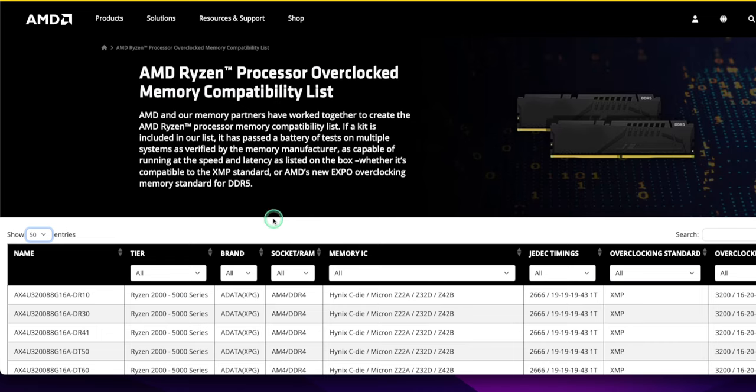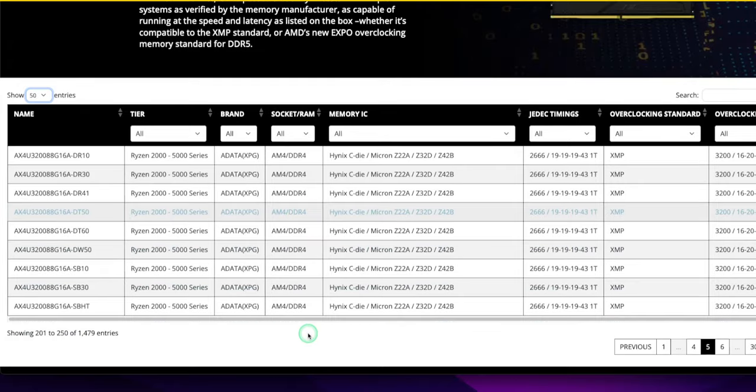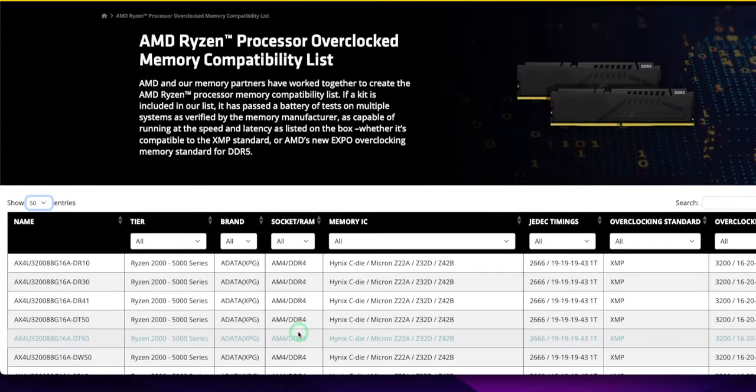I don't know why my memory wasn't popping up. Oh, this is the DDR5 stuff now. I have DDR4. My stuff's getting old real quick. Holy crap. Let's see. Memory manufacturer as capable of running at the speed and latency as listed on the box, whether it's compatible to the XMP standard or AMD's new EXPO overclocking memory standard for DDR5. Okay. Oh, there's DDR4 listed though. Huh. All right, there you go.